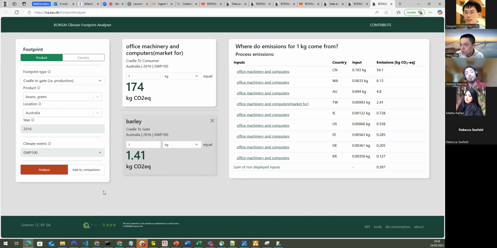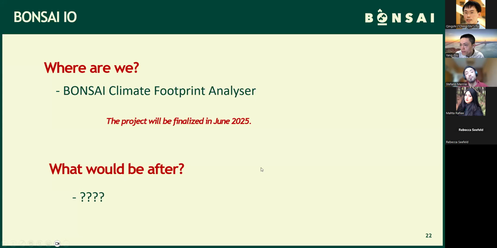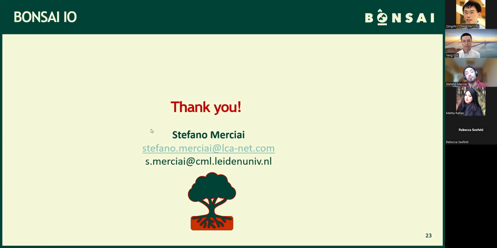We are still working on Bonsai.io because this project will be finalized in June 2025, and after that, it's still something that has to be written. So we don't know what Bonsai could be next year, in a couple of years, or how the further development will be. But our idea is to have a tool that is open source and that can be used by the community, and something that is developed together. Yeah, this is everything from my side.